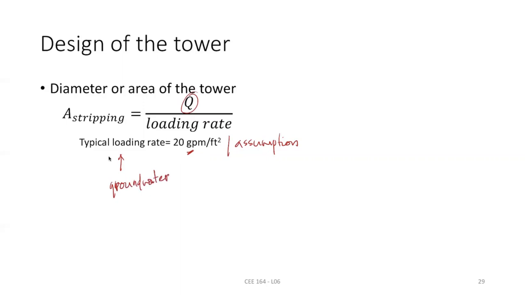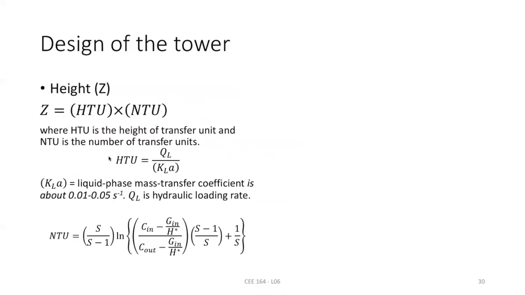All right, so now you learn, if you know the stripping factor and the loading rates, you'll be able to calculate the area and all those factors. But that doesn't really tell anything about how high, how tall the stripping tower would become. So for that height, the equation is this. I'm going to explain conceptually what that means. So height is basically HTU times NTU.